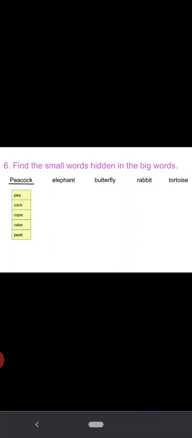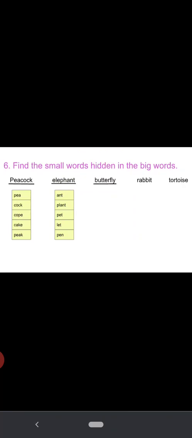Now let us see the next word, that is elephant. The small words which are hidden in this word is ant, A-N-T, ant. Then next is plant, P-L-A-N-T, plant. Pet, P-E-T, pet. Let, L-E-T, let. And pen, P-E-N, pen. Now let us check the next word, butterfly.